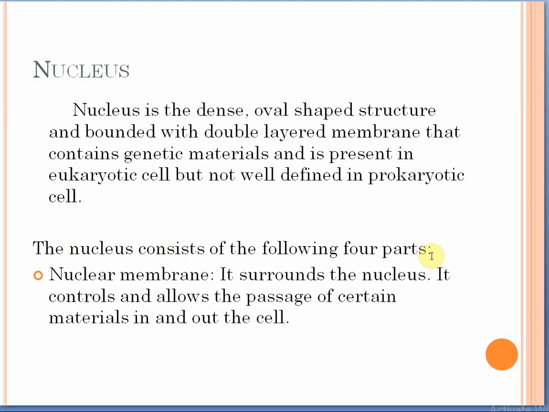So the nucleus consists of the following four parts. Number one is the nuclear membrane. It surrounds the nucleus. It controls and allows the passage of certain material in and out of the cell. It allows only the specific material to enter inside the nucleus.